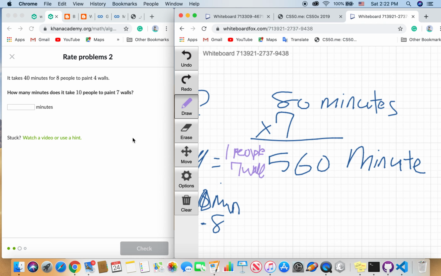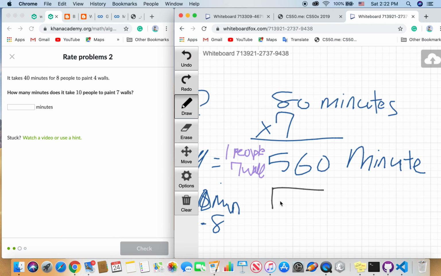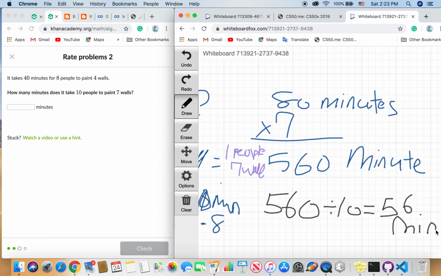But since we have 10 people, it will be a little bit faster. So I'm gonna divide the whole thing by 10. Cross out the 0, and then we get 56. So let me rewrite that: 560 divided by 10 equals 56 minutes. That's how long it should take.